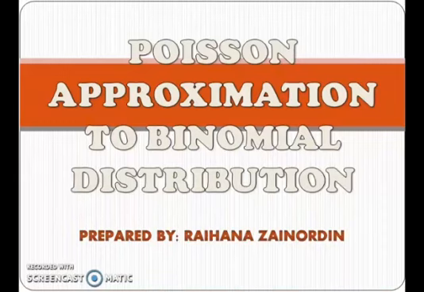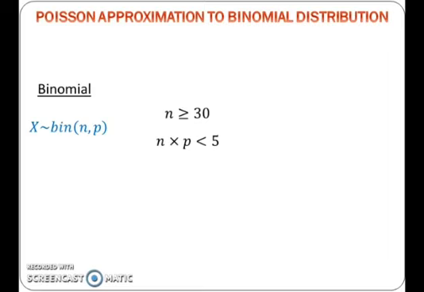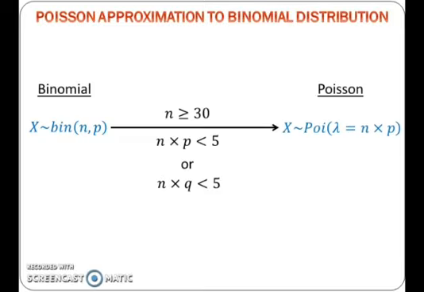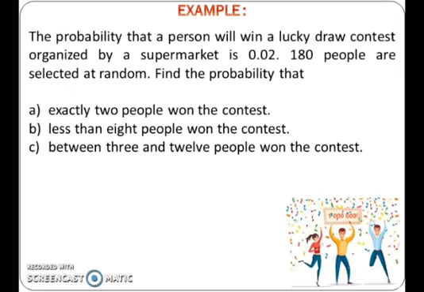Poisson approximation to binomial distribution. Suppose that we have a binomial distribution with parameters n and p. If n is greater than or equal to 30, and if n times p is less than 5, or n times q is less than 5, then the binomial distribution can be approximated to Poisson distribution with lambda equals n times p. Let's look at an example.